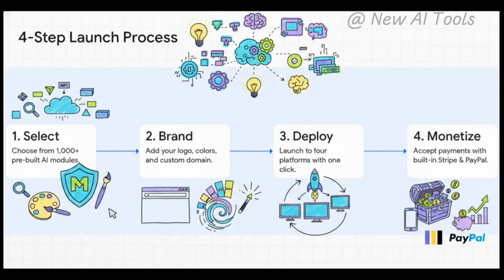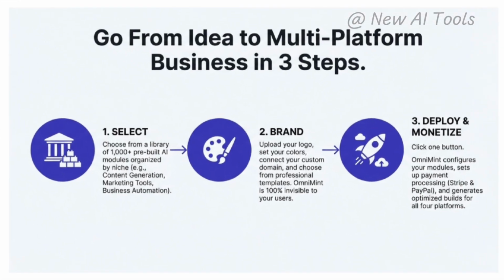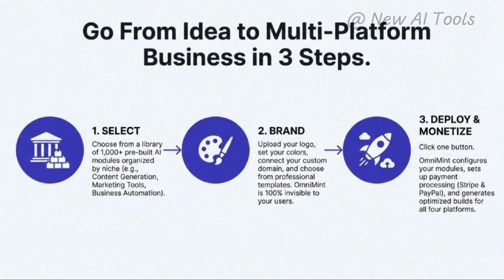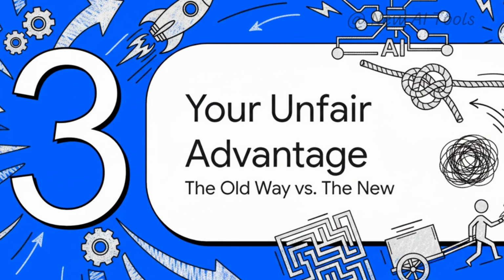So how does it actually work? Well, it's pretty much a simple 4-step process. First, you pick from over 1,000 ready-to-go AI modules. Step 2, you make it yours. Slap your logo on it, your colors, your own web domain. Third, you hit deploy, and this part is just awesome. With one click, it launches to the web, iOS, Android, and desktop all at once. And finally, step 4, you get paid. Stripe and PayPal are already baked in, ready to take payments right out of the gate. This kind of speed and simplicity, well, it gives you what I can only call an unfair advantage over anyone else who's still stuck doing things the old, painful way.